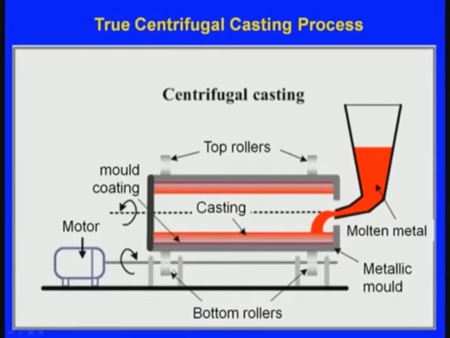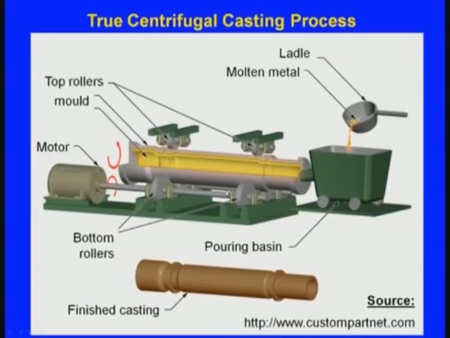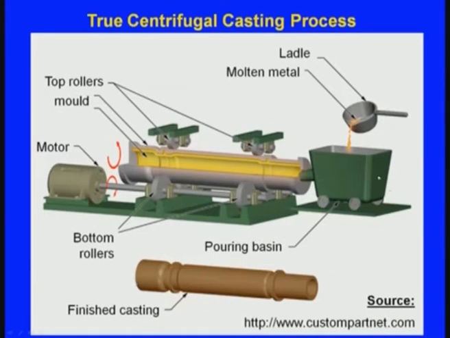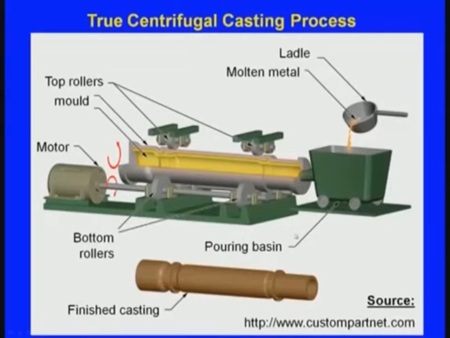So this is the motor which drives the metallic mold, and here we can see more details of this setup. This is the ladle and this is the pouring basin, and this is the cylindrical metallic mold. These are the bottom rollers on which the metallic mold is supported, and these are the top rollers. As the molten metal is being poured, the metallic mold will be rotating, and this rotation continues till the solidification of the molten metal is over. After that, we can stop this rotation of the metallic mold. Then we get a finished casting like this. This is a hollow cylindrical casting.